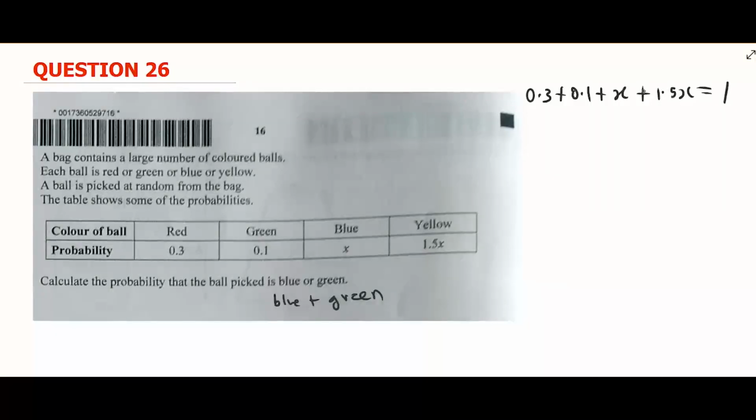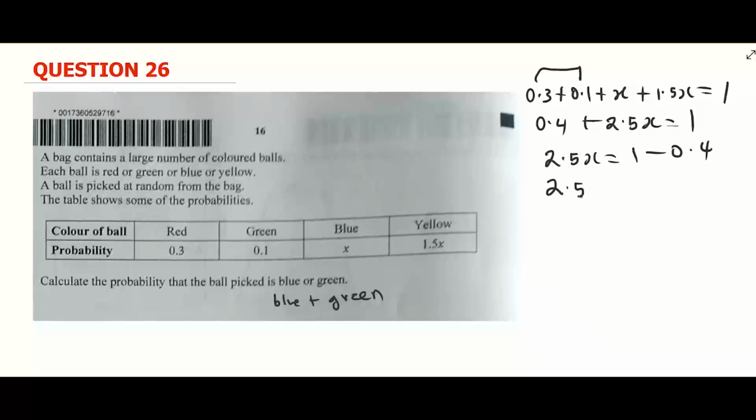So if we do this now, this will give us 0.4. If you add these two together, plus 1x plus 1.5x, that will be 2.5x equals 1. So if you collect like terms, 2.5x equals 1 minus 0.4. You have 2.5x equals 0.6. Now divide both sides by 2.5. Okay, don't forget that calculator is not allowed. So that means x will be equal to 0.6 divided by 2.5.